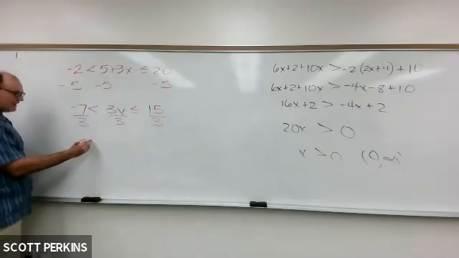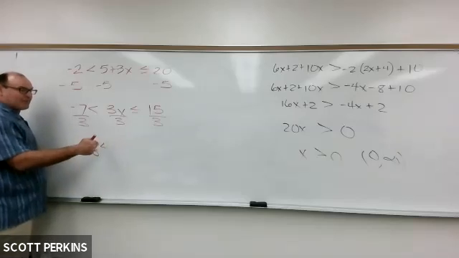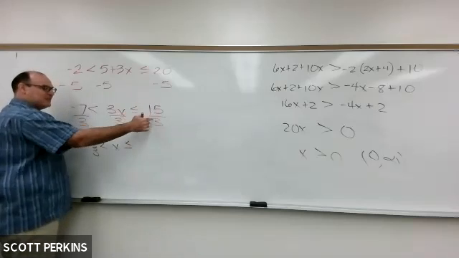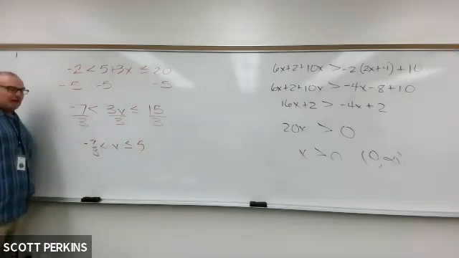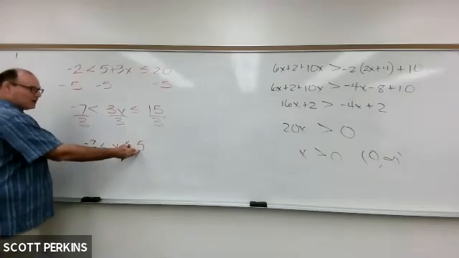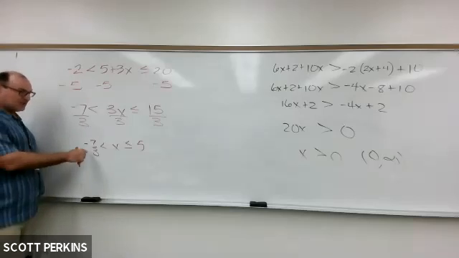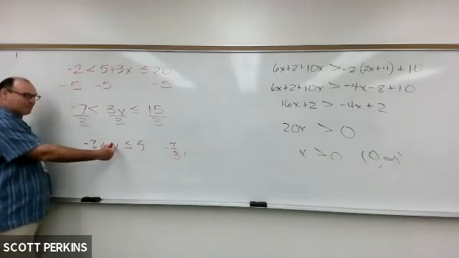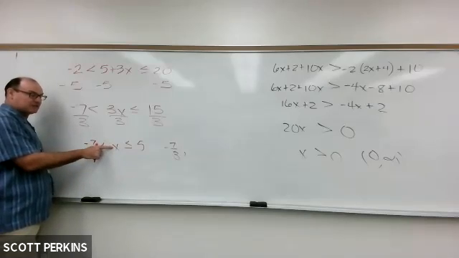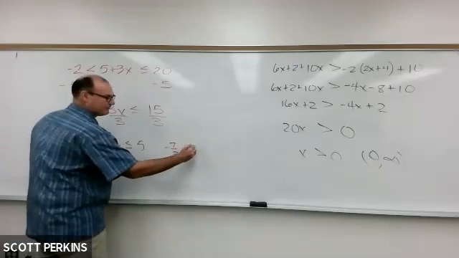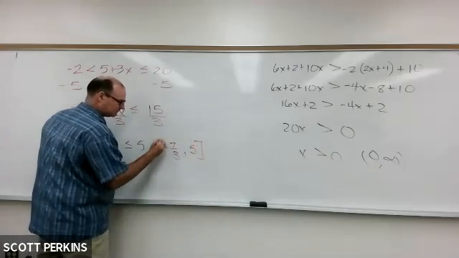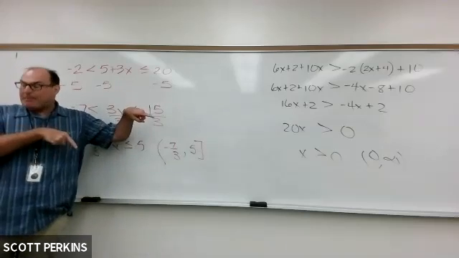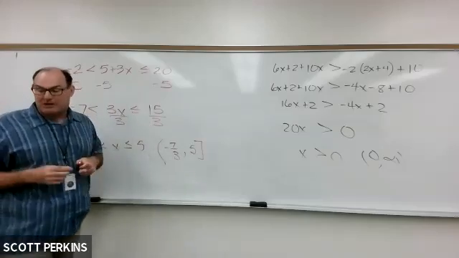Okay, so now I have -7/3, but I divided by a positive, so I don't have to do any flipping of the signs. And then 15 divided by 3 is 5. I've got a lower bound, I've got an upper bound. So when I write this in interval notation, -7/3 is the lower end. It says all of my x's are bigger than -7/3 and also at the same time less than or equal to 5. And there's my interval.